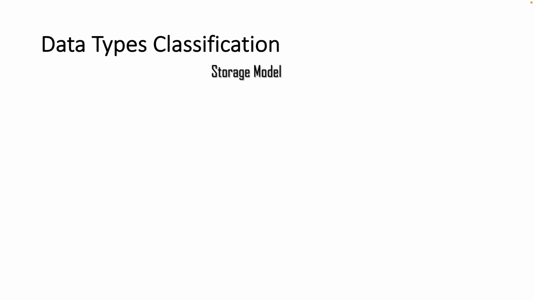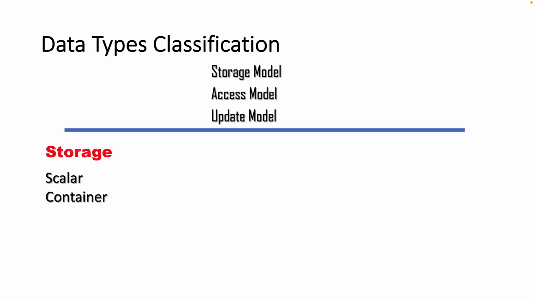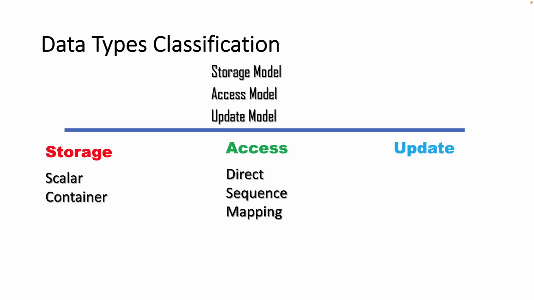So data types can be classified according to the storage model, access model, and update model. According to the storage model, data types can be classified as scalar or container. According to the access model, data types are classified as direct, sequence, or mapping data types. And according to the update model, data types can be classified as mutable or immutable. The most important thing for you to understand is mutable and immutable.